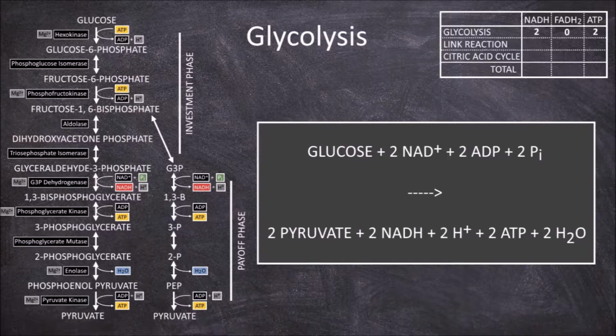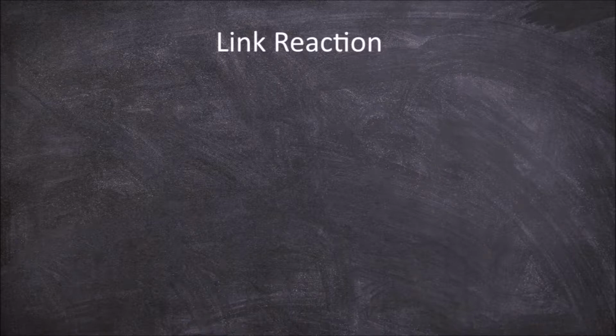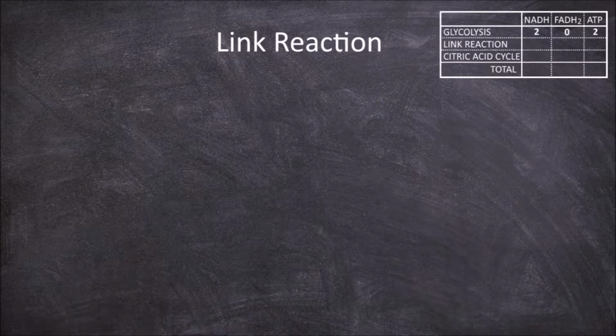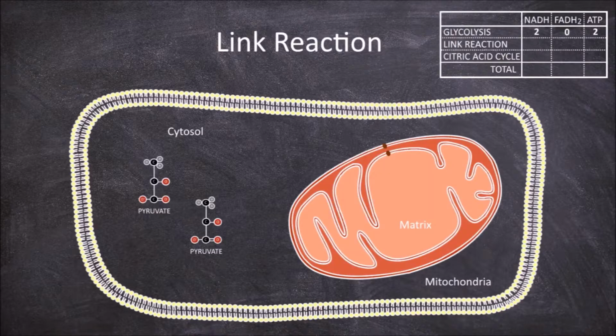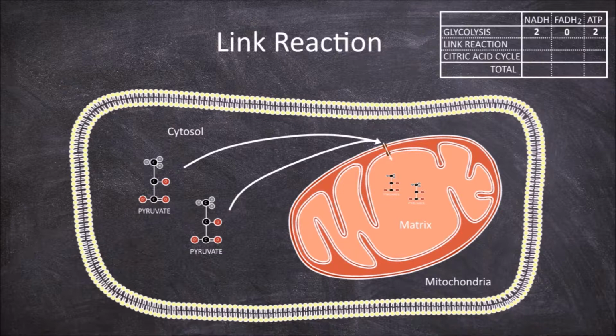We are now going to look at the second step involved in aerobic respiration, the link reaction. During the link reaction, we will continue to keep track of any NADH, FADH2, or ATP used or produced. In the link reaction, the 2 pyruvate molecules produced in glycolysis are moved from the cytosol via carrier proteins within the mitochondrial membranes into the matrix of the mitochondria.